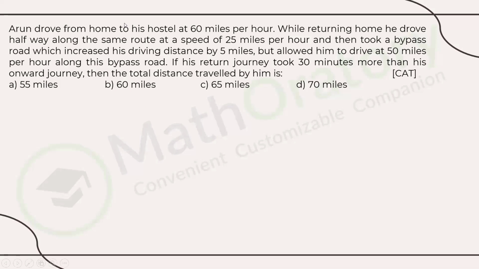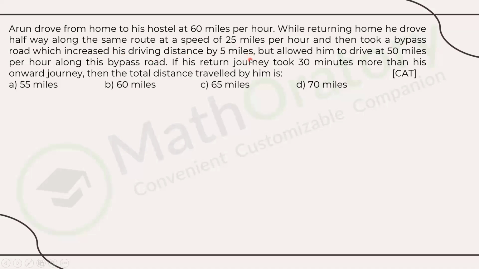Okay, let's look at the problem first. So Arun drove from home to hostel at 60 miles per hour. Great. So we know there is a home, there's a hostel, so he's traveling a certain distance. So that speed is known to us, right? While returning home, he drove halfway along the same route, so half the distance, at a given certain speed, and then took a bypass road, which increases driving distance by 5 miles.